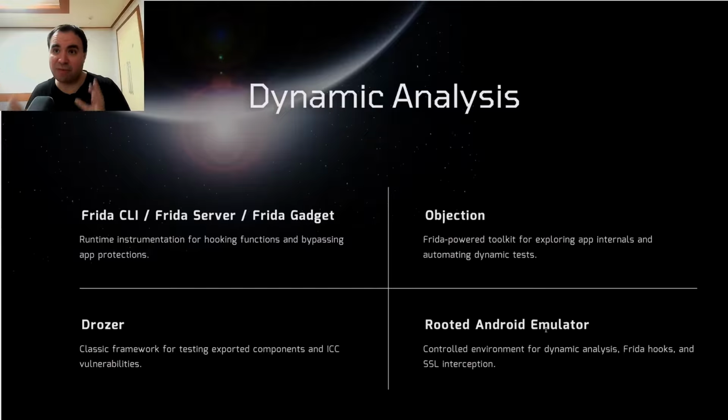And Objection is like Frida on steroids, which means it's basically a nice wrapper around Frida. It allows you to run your Frida scripts in an easy manner. Also, there's Drozer, which is basically a framework for testing vulnerabilities in the applications. It's like Metasploit for your Android device, which is also a really powerful tool.